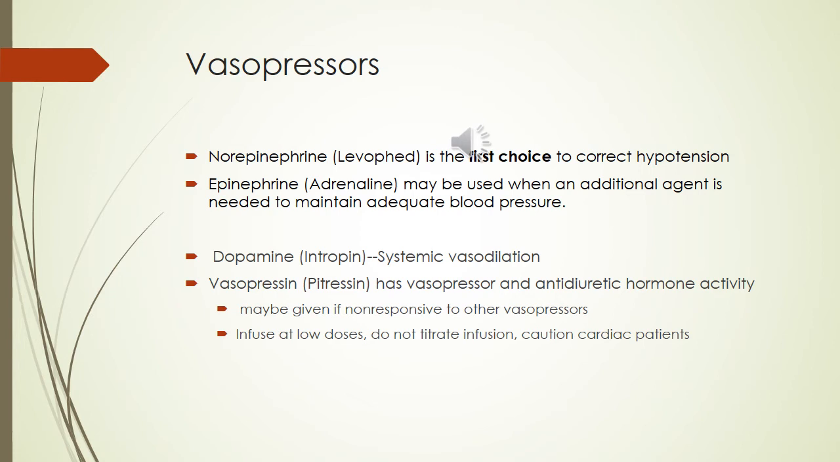Vasopressin has vasopressive and antidiuretic hormone activity. It may be given if non-responsive to other vasopressors. You want to infuse this at low doses. Do not titrate infusion, and you also want to caution giving this to cardiac patients.